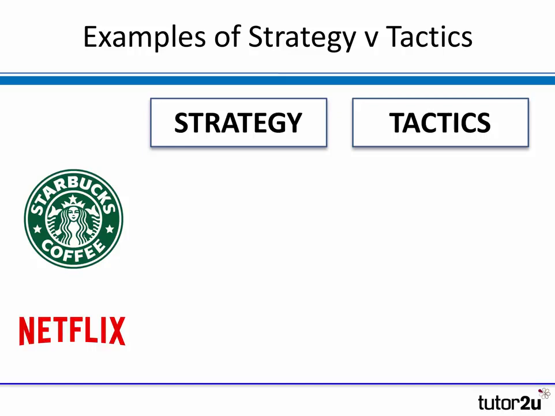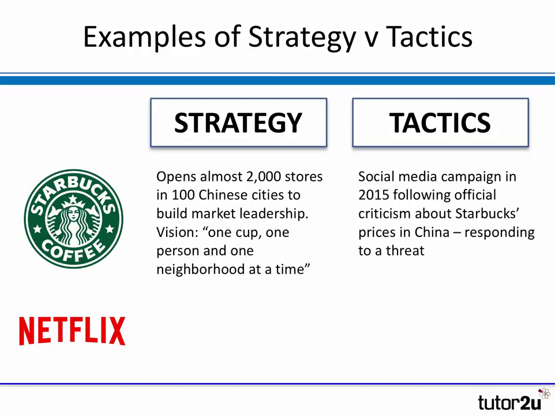Just to help illustrate the point, let's compare two businesses, Starbucks and Netflix. How might we make a distinction between strategic decisions for those two businesses and tactical decisions? Well, for Starbucks, one of the key strategic aims in terms of the growth strategy has been to aim to build market leadership in the fastest growing emerging market, which is China.